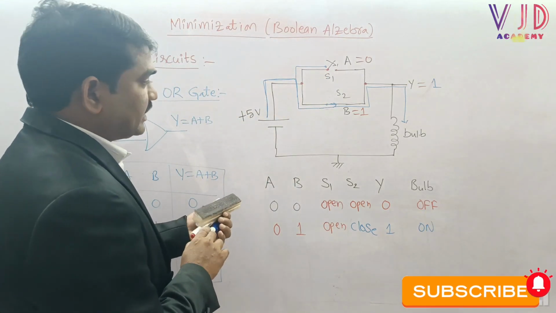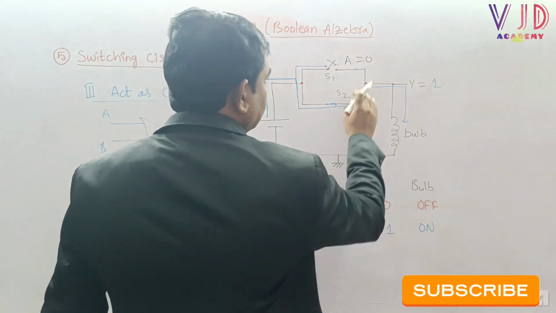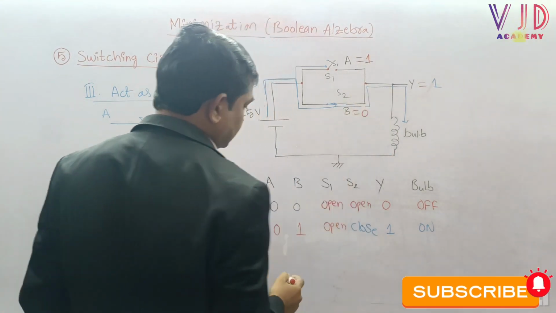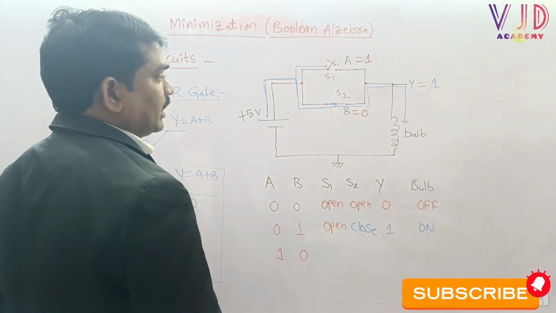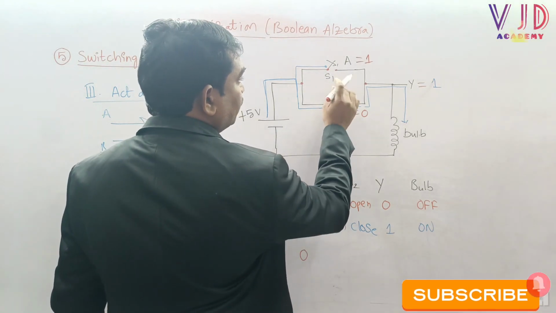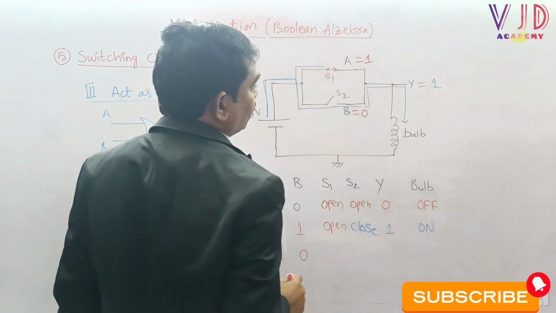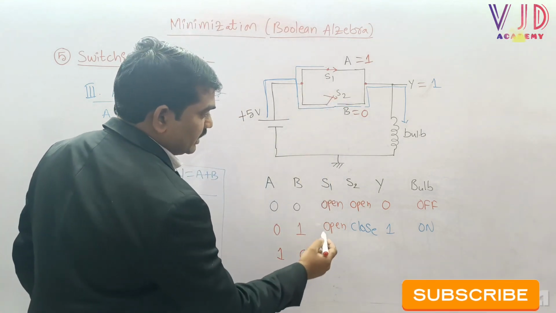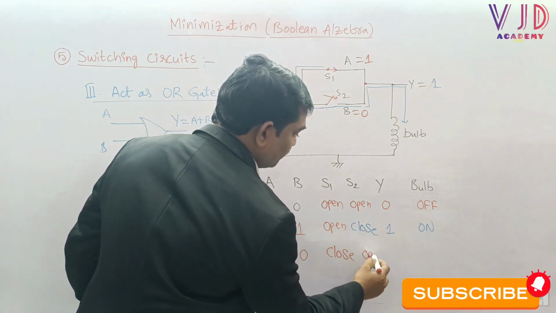And now let me take the third case, A equal to 1 and B equal to 0. What will happen when we apply A equal to 1 and B equal to 0? Sir, as in the similar case, when we apply A equal to 1, the connection will be established between input and output. Because B equal to 0, S2 will be open. Now S1 will be closed, and S2 will be open automatically.